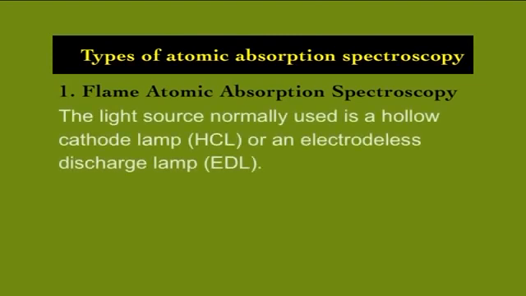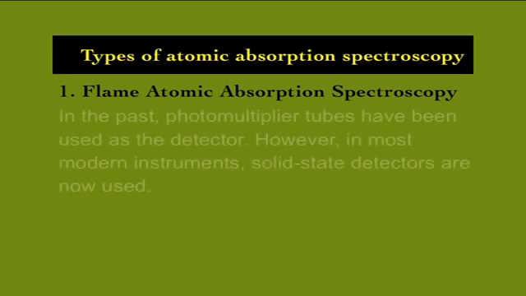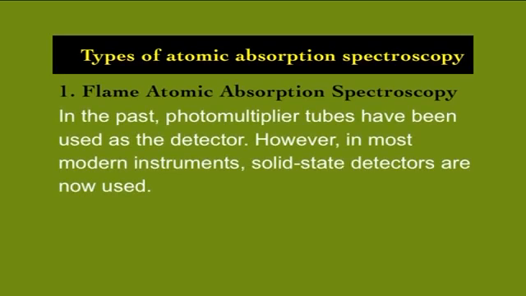The light source normally used is a hollow cathode lamp or an electrodeless discharge lamp. In general, a different lamp is used for each element to be determined, although in some cases a few elements may be combined in a multi-element lamp. In the past, photomultiplier tubes have been used as the detector. However, in most modern instruments, solid state detectors are now used.